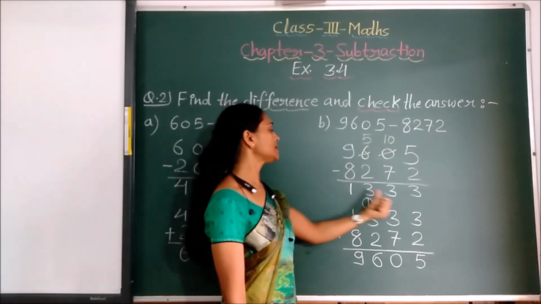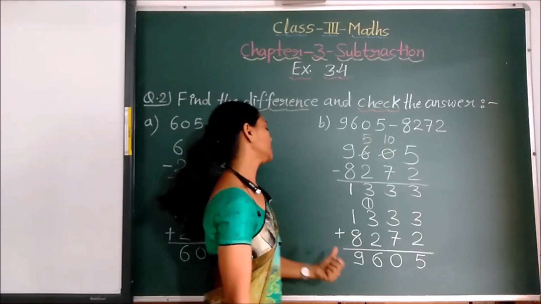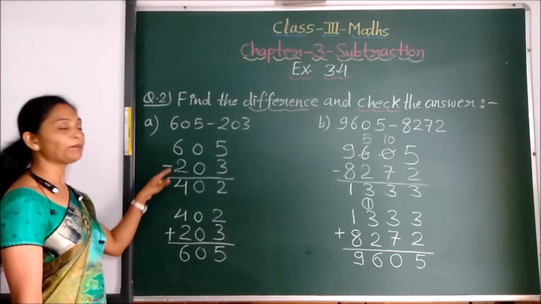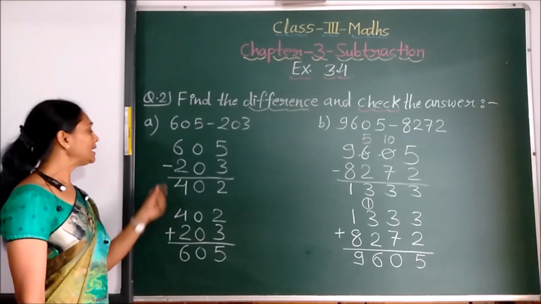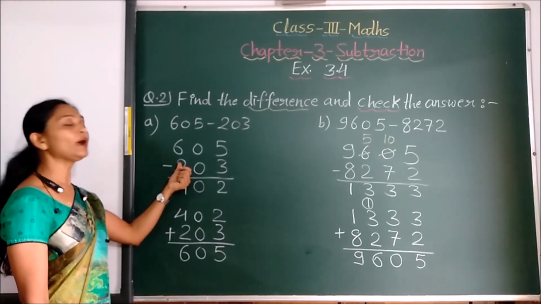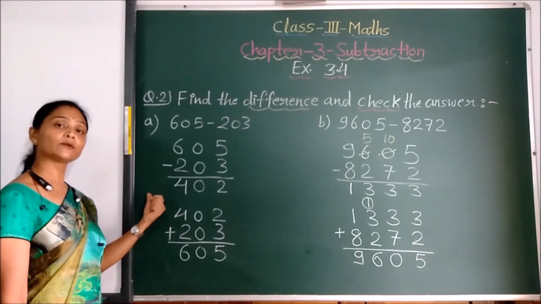It means this answer 1333 is correct. So this way you may find the difference by subtracting both the numbers and then you may check by adding these two numbers. Yes, with the difference you have to add the subtrahend. Yes children, now we will see next question.